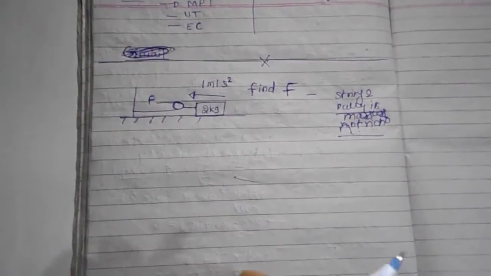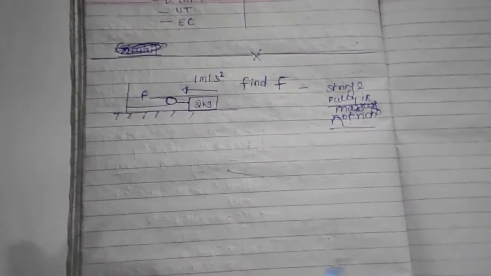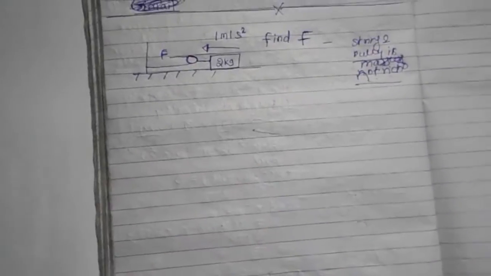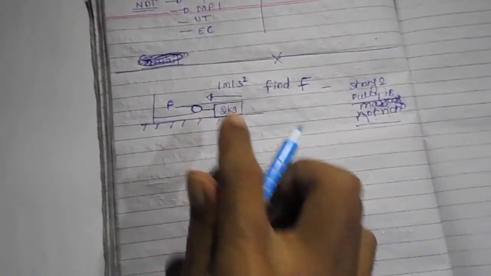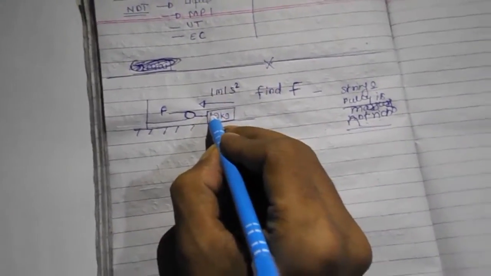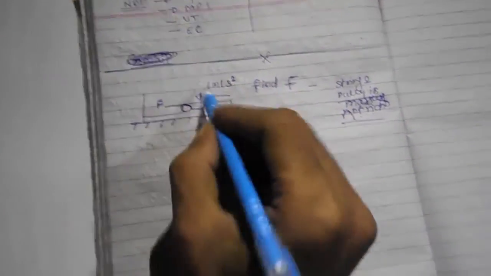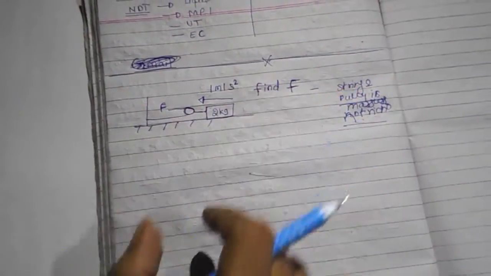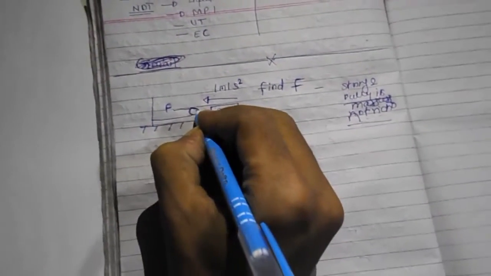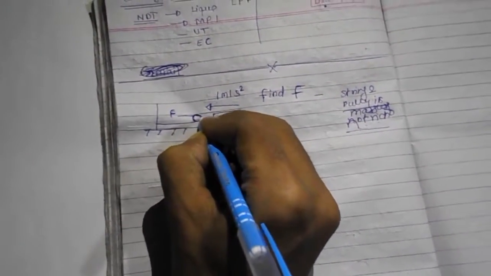So it is a simple question. You should not be bothered about how to solve it, so let me solve it for you. Listen, the acceleration of this block is given, and we have to find the force on it. So I should draw the free body diagram of the string and of this pulley.